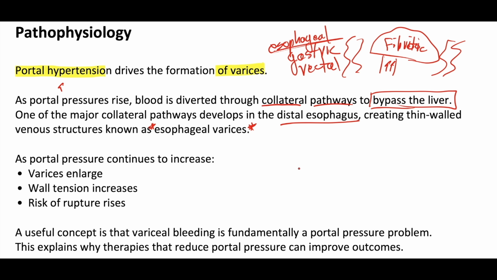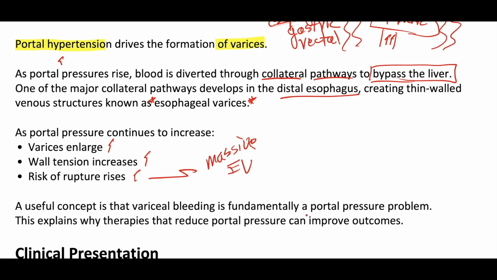And as one can imagine, talking about thin-walled venous structures in the esophagus, it's not surprising that these things bleed like stink when they start to open up. So as portal pressures continue to increase, the varices get bigger, wall tension increases, and risk of rupture rises. And this rupture is what can lead to these massive esophageal variceal bleeds, which you sometimes abbreviate EV.